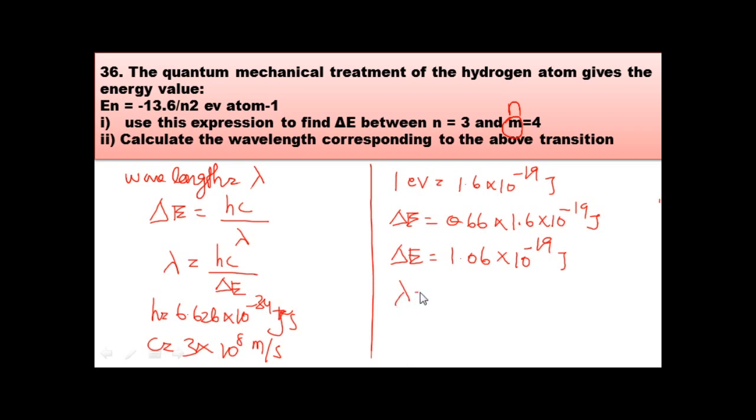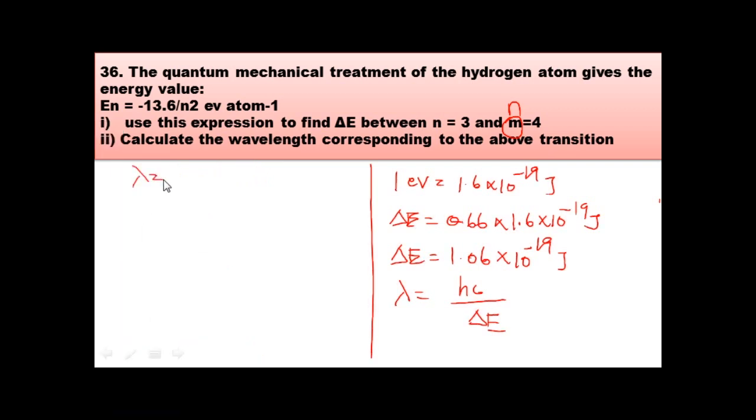So the lambda, what is the formula? Lambda equal to hc divided by delta E. Lambda equal to 6.626 into 10 power minus 34 joule second, and then what is the velocity? 3 into 10 power 8 meter second inverse, divided by the delta E value, 1.06 into 10 power minus 19 joule. Joule cancel, second inverse, second cancel. So what is the answer?